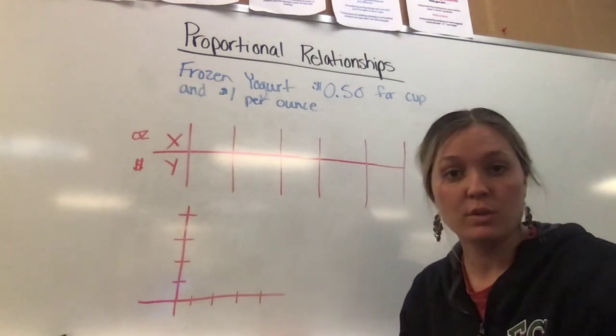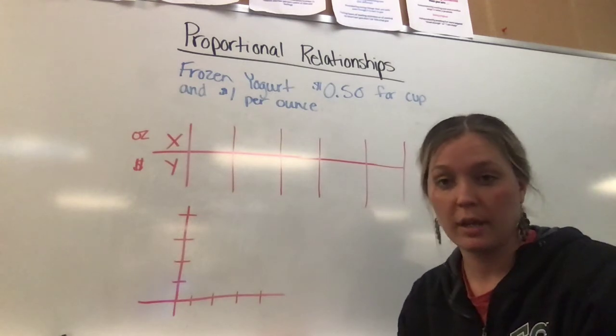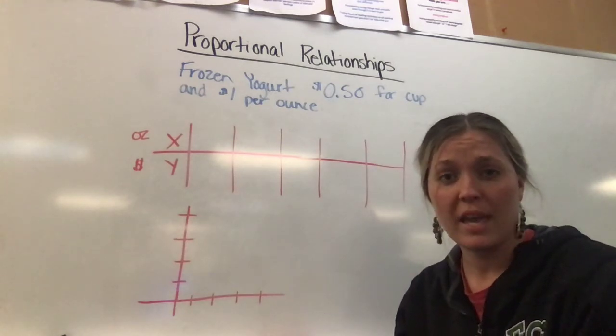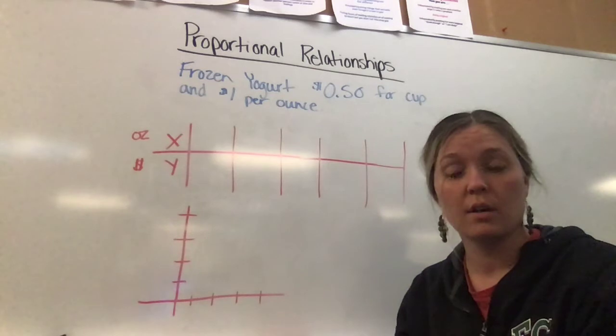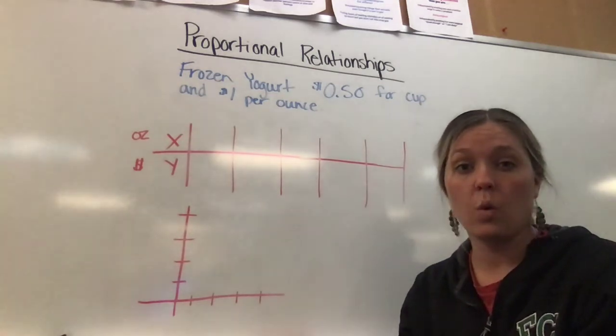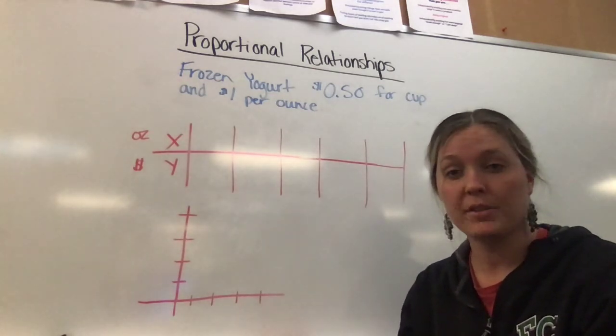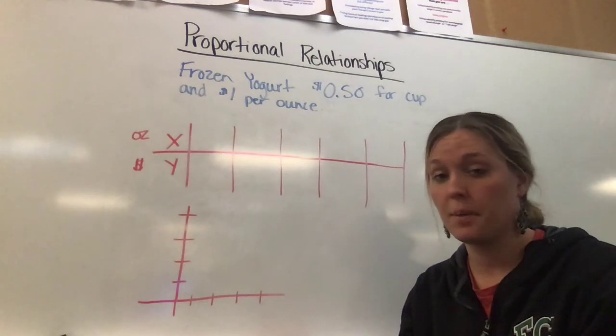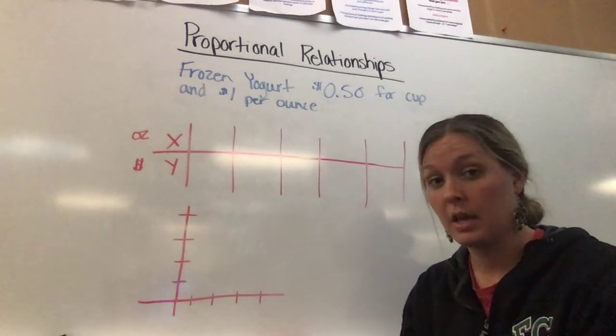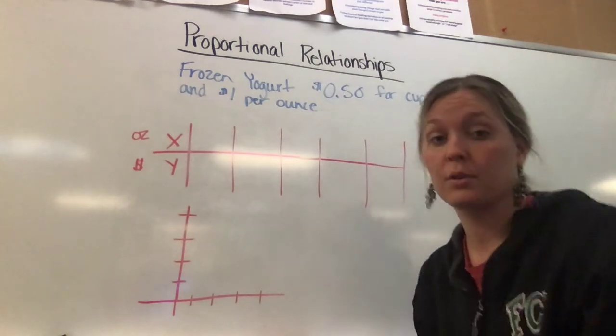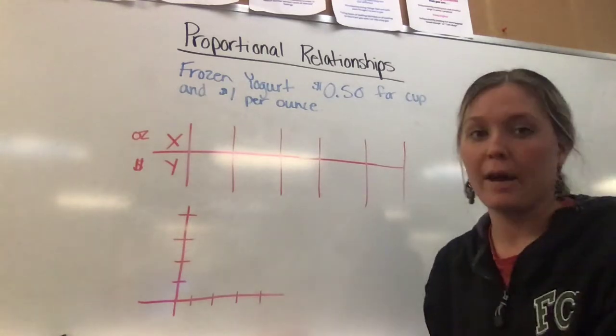Let's say you're going to frozen yogurt. You're going to buy some frozen yogurt, and it is 50 cents for a cup and then $1 per ounce. So ask yourself, do you think this relationship is proportional? Okay. So let's find out by filling out a table and then graphing it.